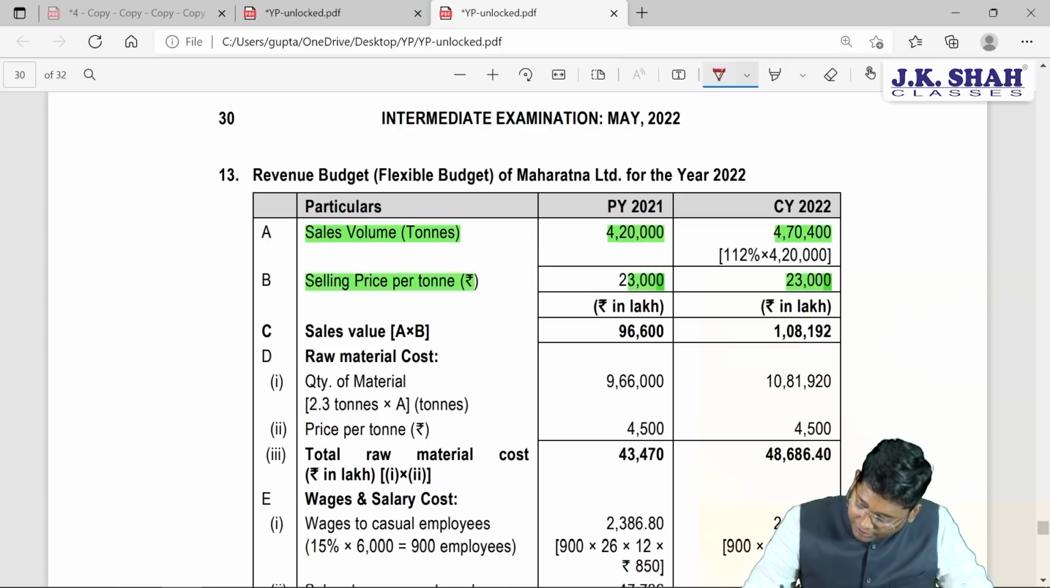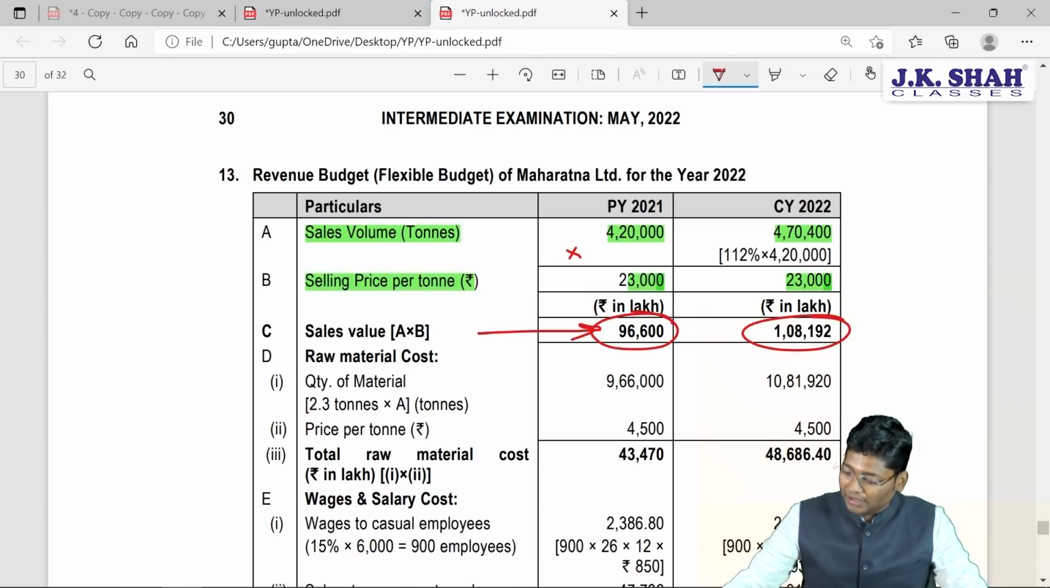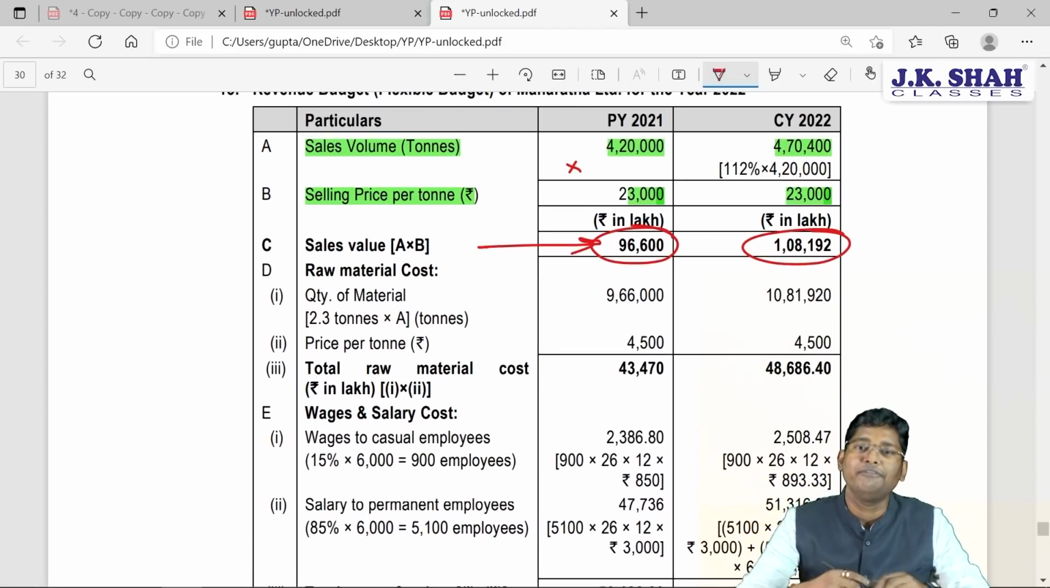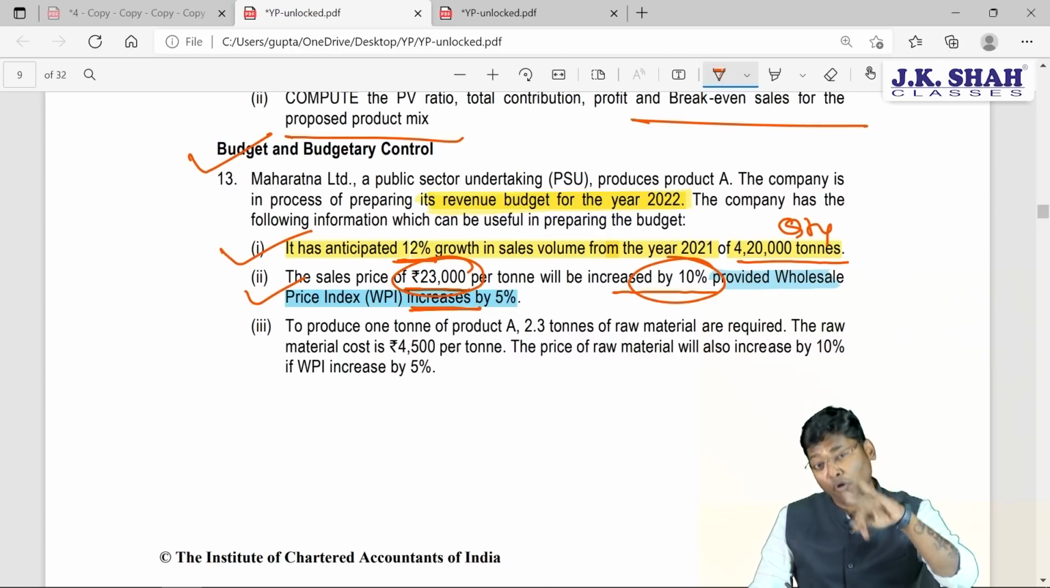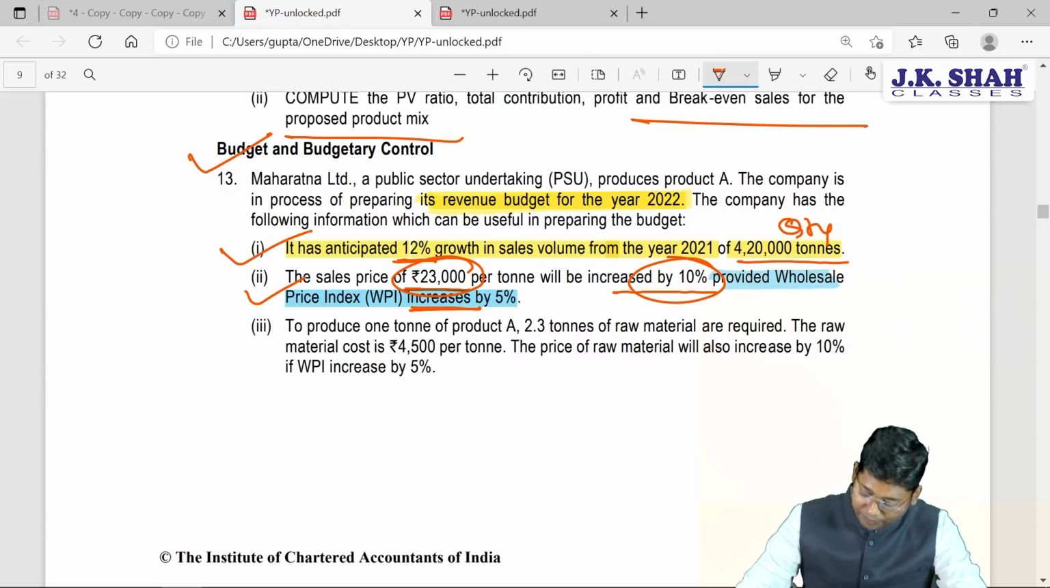Your sales quantity into selling price will give you total sales revenue, and sales revenue is computed. They have recorded all the amounts in lakhs. They have removed all 5 zeros out of all the total amounts. After that, let's read further. We have just completed point number 1, point number 2 and point number 4 also in advance we have considered. Point number 3 says, to produce 1 ton of product A, what is the input output ratio is given?